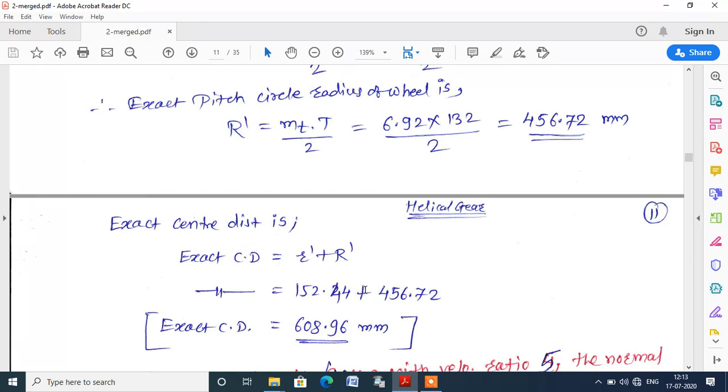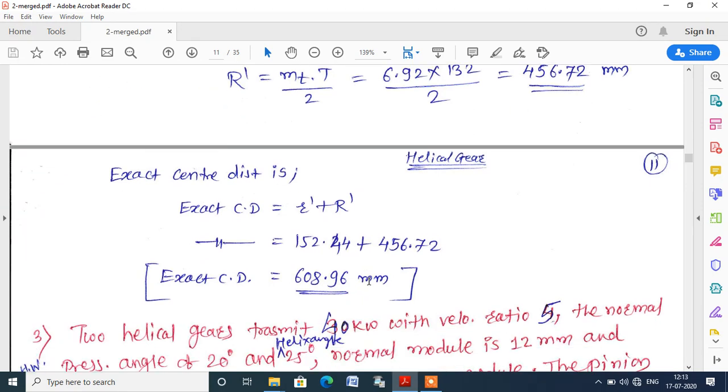See students, this type of problem will be asked in the exam.